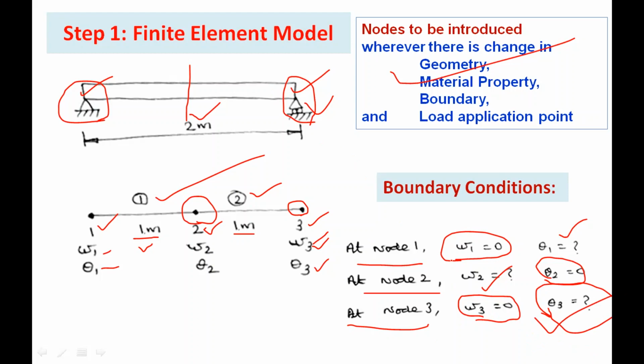So if you see the boundary conditions, theta 1, W2, theta 3, 3 degrees of freedom are available for this particular finite element model. If you use this model, we are able to achieve 3 natural frequencies for this simply supported beam, because we have 3 degrees of freedom, theta 1, W2 and theta 3. So these 3 degrees of freedom will give us 3 natural frequencies. So let us go to the procedure.